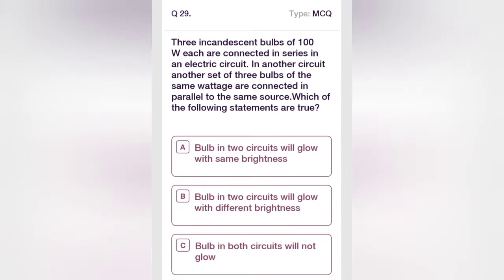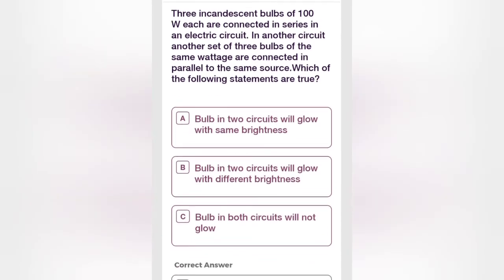3 incandescent bulbs of 100 watt each are connected in series in an electric circuit. In another circuit, another set of 3 bulbs of same wattage are connected in parallel. Which of the following statements are true? Bulbs in 2 circuits will glow with same brightness. Bulbs in 2 circuits will glow with different brightness. Bulbs in both the circuits will not glow. No, option C cannot be. It will glow. And here will glow with same brightness? No, because series connection and parallel connection, it will be different.